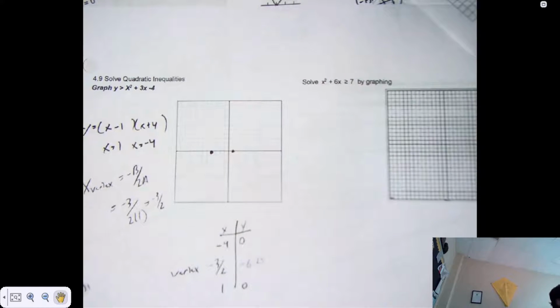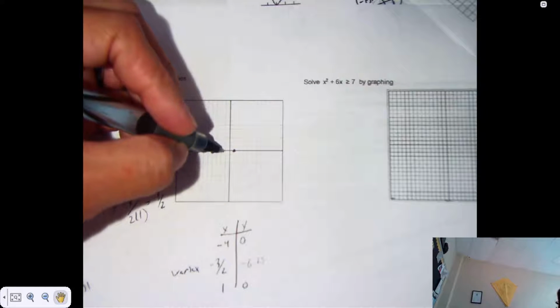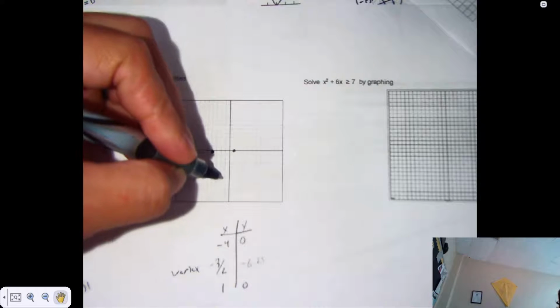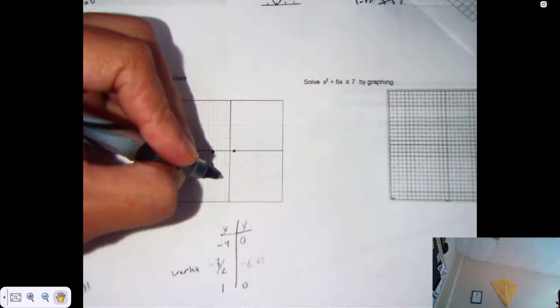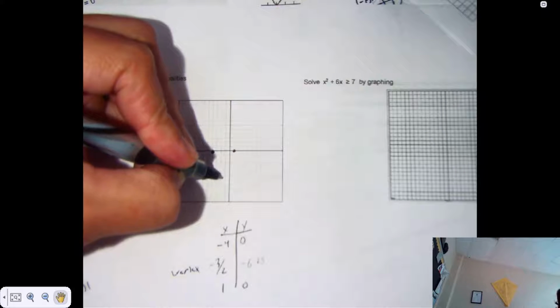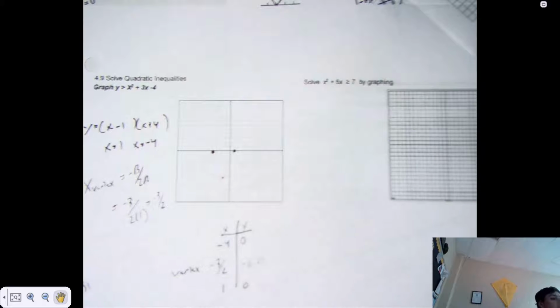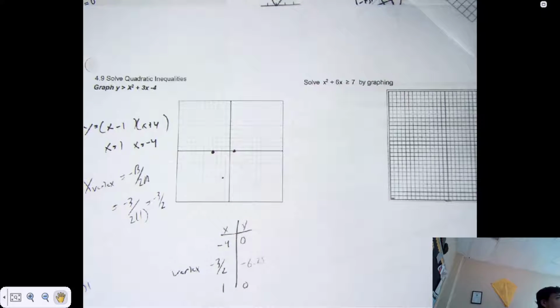Now you got 3 points you can plot. I already plotted 2 of them. Negative 3/2 is negative 1.5, and then down a little more than 6. Now, don't start drawing yet. Negative 1.5, down to 2. Back a unit and a half, down 6 1/4. Time to focus on this.